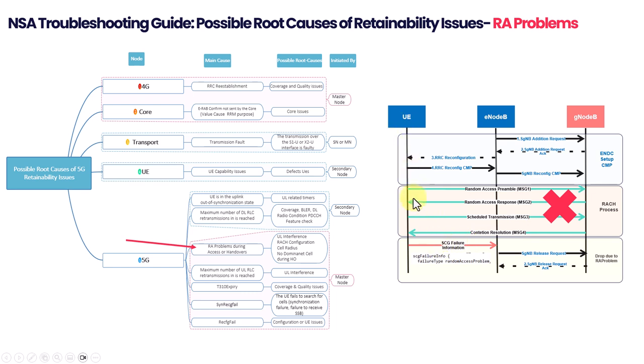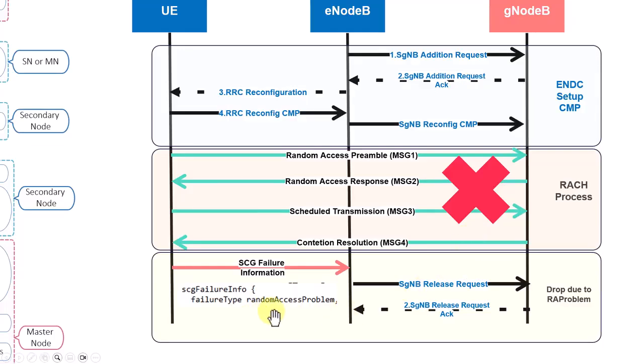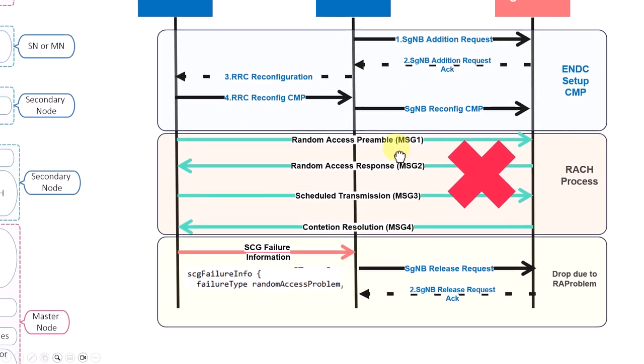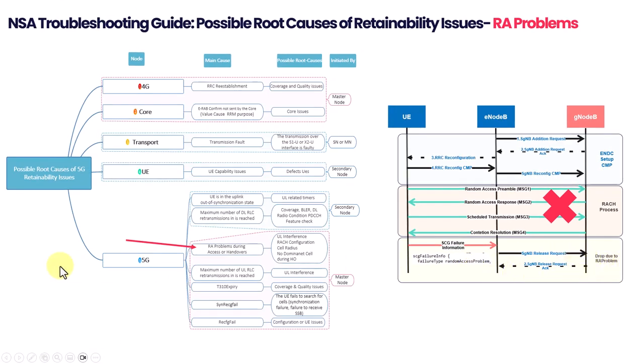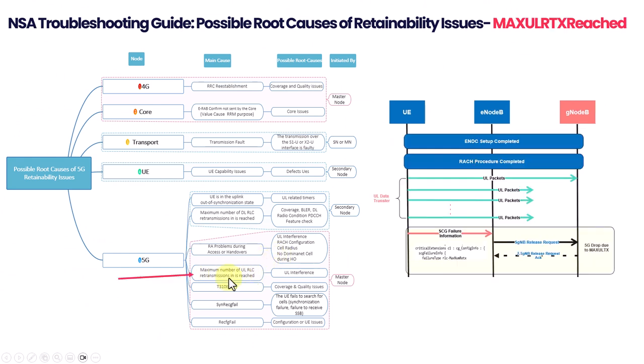So in this case, the UE will report SCG failure, as you can see here, with the cause of random access problem. And after that, the master node or node B will forward the SgNB release request with cause UE connection loss, and within this one, it will state also that this is due to random access problem. And after that, the remaining procedure will follow as we explained previously. So for example, here is the request acknowledgement, and this will be counted as a drop due to random access problems in the 5G side.